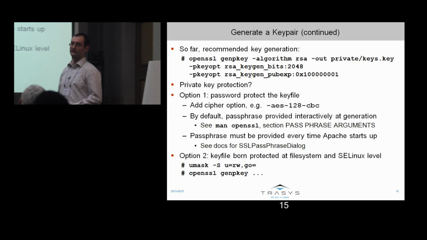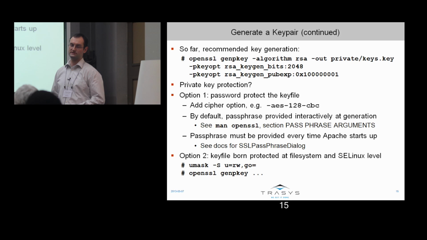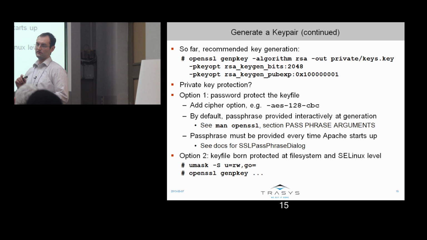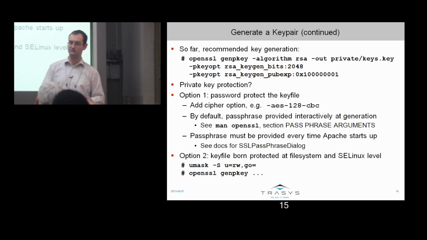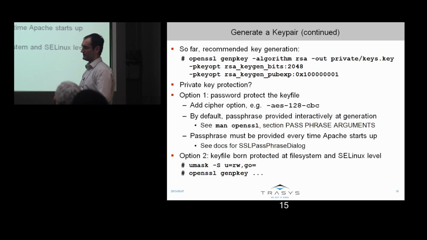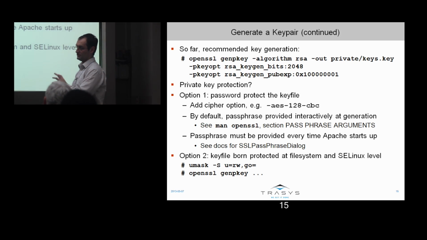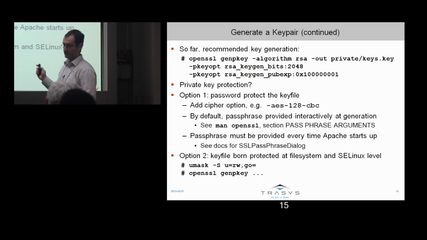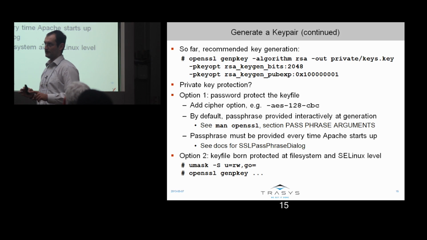Or, because OpenSSL and Apache are quite sophisticated, you can configure a program whose output will be used as the passphrase, or you can configure a program that will look on a smart card and get the result and use it as passphrase. Those are the options, and I think that's the more secure variant. Those are the options for protecting the private key with a passphrase.